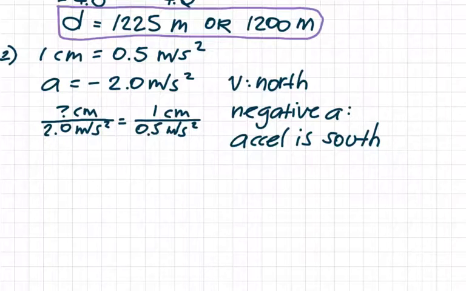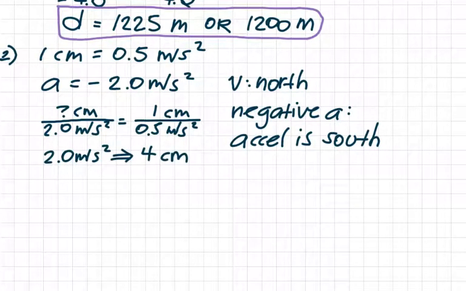I'm doing this a little early in the morning. I'm not about to do the scale in my head, so I set up my ratio. Solve for x. So how many centimeters is to 2 meters per second squared if 1 centimeter is 0.5 meters per second squared? Cross multiply, and we're going to find that our vector is 4 centimeters long. I did that in my head, but I had to confirm it in my calculator because, like I said, I'm half asleep.